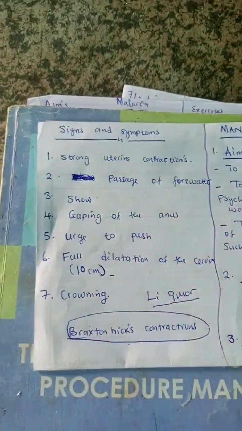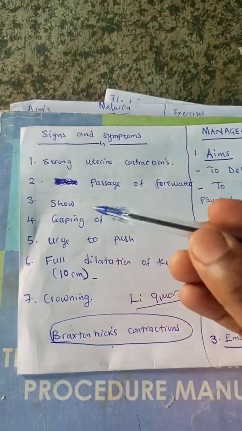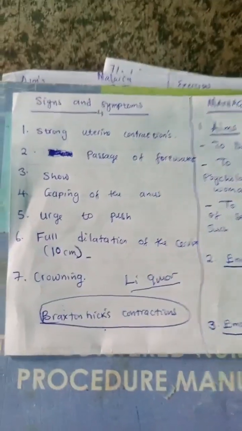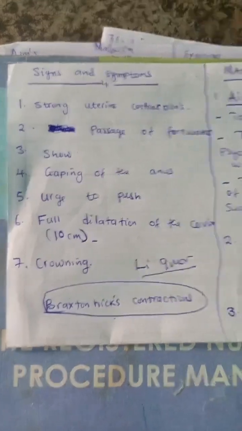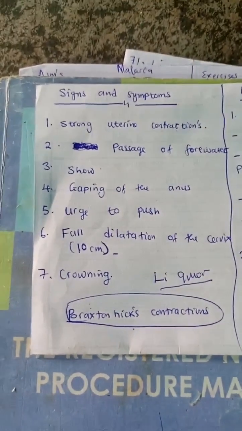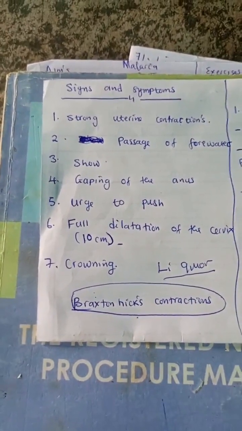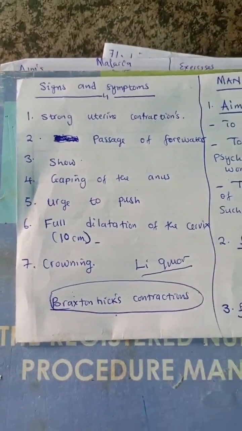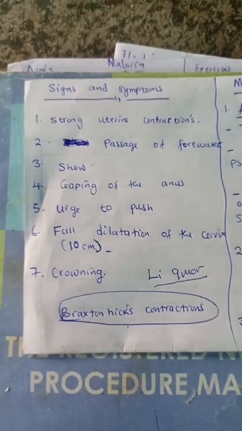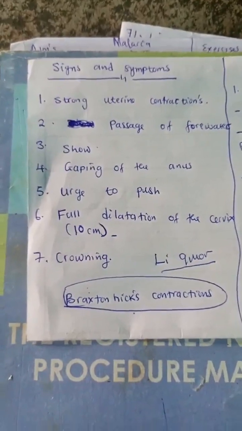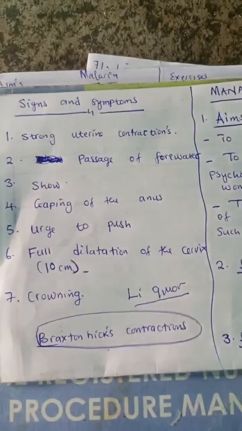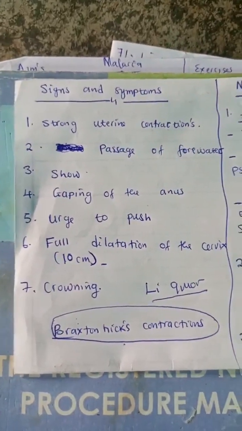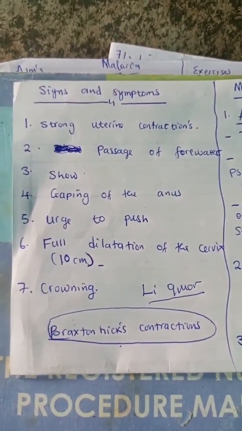The other thing is show. Number 3 is show. So remember, when the woman is pregnant, there is what? A plug that forms. So there is a plug that forms. This plug is made of mucus that forms on the cervix that protects the woman against ascending infections. So this mucus, due to the dilatation of the cervix, remember in the second stage of labor, the cervix is fully dilated, which is at 10 centimeters.